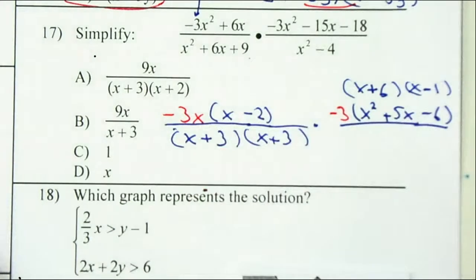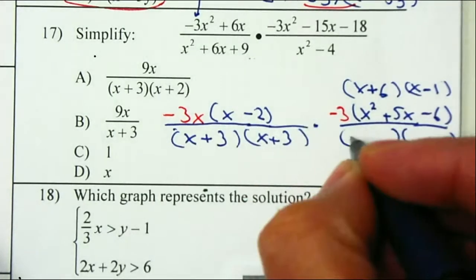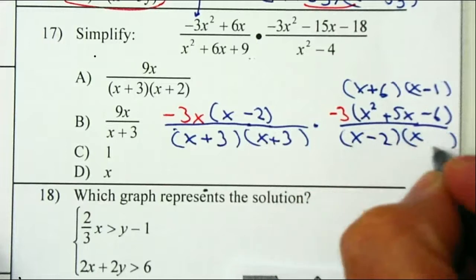Denominator. What can I factor out? Double parenthesis, 1, 2. Factors of x squared gives me x and x. Factors of negative 2 and positive 2.